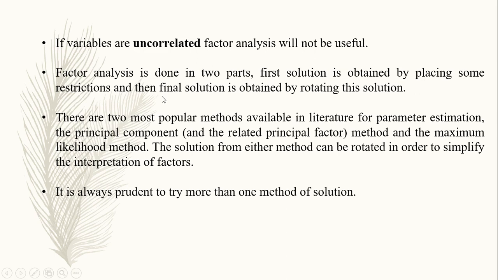Next, factor analysis is done in two parts. The first solution is obtained by placing some restrictions, and then the final solution is obtained by rotating these solutions. There are two most popular methods in the literature for parameter estimation: the principal component method and the maximum likelihood method. I will show you both methods in SPSS software, and we will use the principal component method for estimation of factors. It is always prudent to try more than one method for solution.